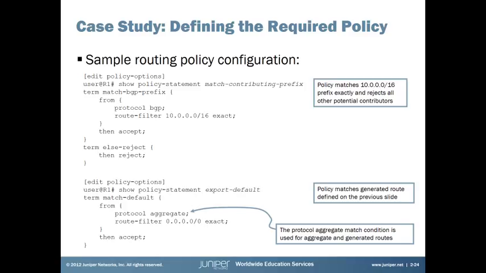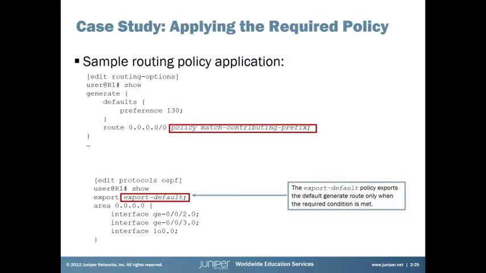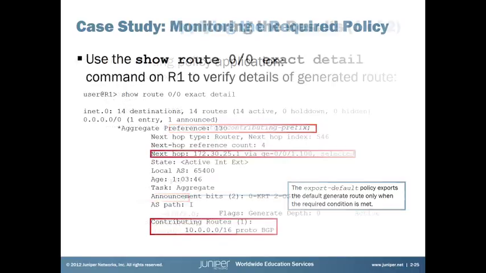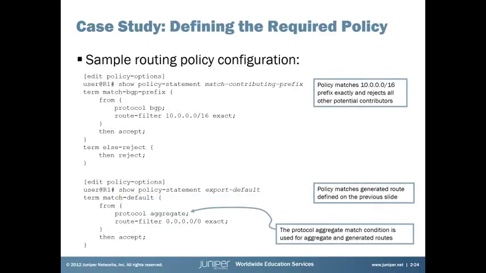Let's go back up to the previous slide. And here's our policy here. The policy statement is called match contributing prefix. So we are referencing the policy right there in our generated route. A generated route is generated based on a condition, which is evaluated by the policy. So we're evaluating the condition. The condition is, let's go back up again. The condition is, do we have the 10.0.0.0/16 route in our routing table? Have we received that route?